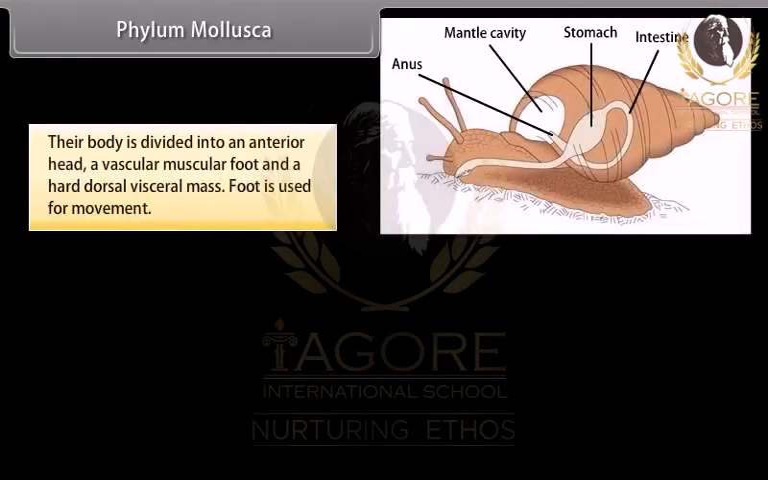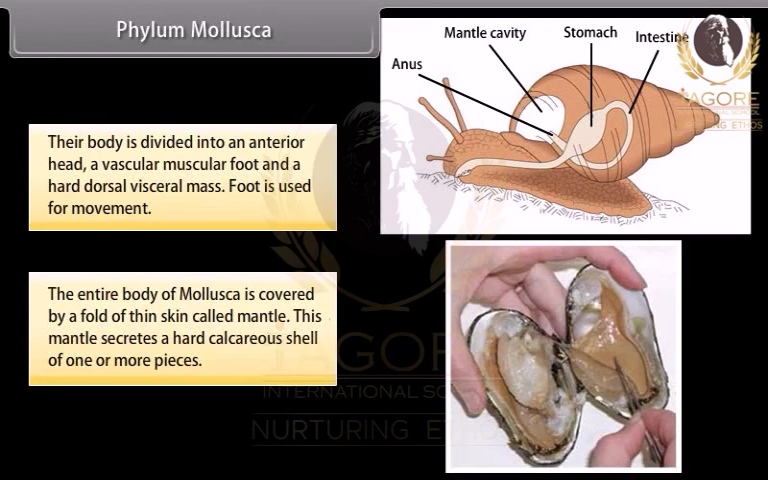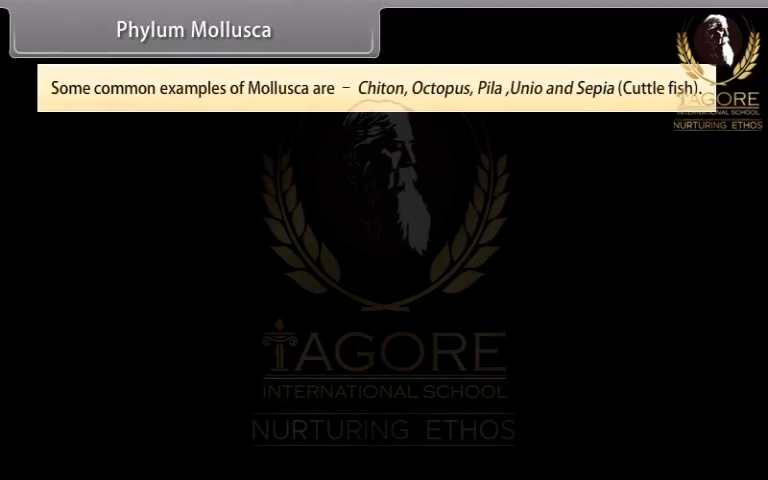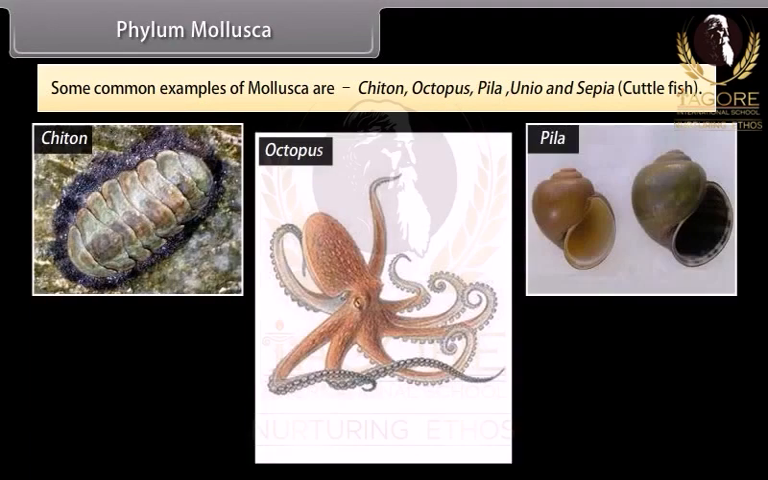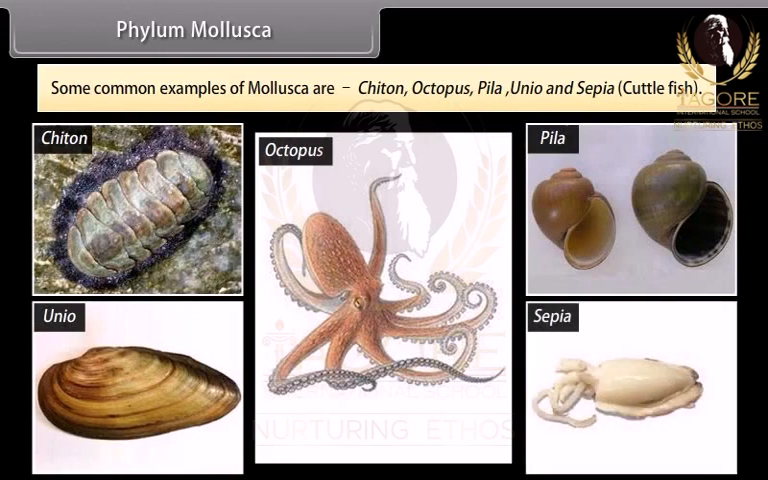Their body is divided into an anterior head, a vascular muscular foot, and a hard dorsal visceral mass. The foot is used for movement. The entire body of Mollusca is covered by a fold of thin skin called the mantle. This mantle secretes a hard calcareous shell of one or more pieces. Some common examples of Mollusca are chiton, octopus, Pila, Unio, and Sepia, cuttlefish.